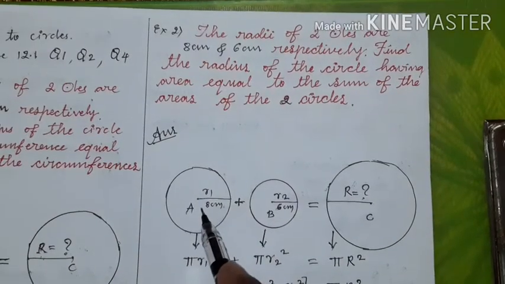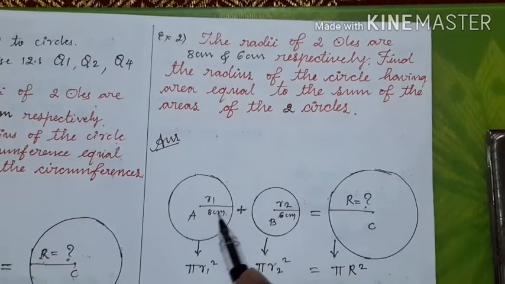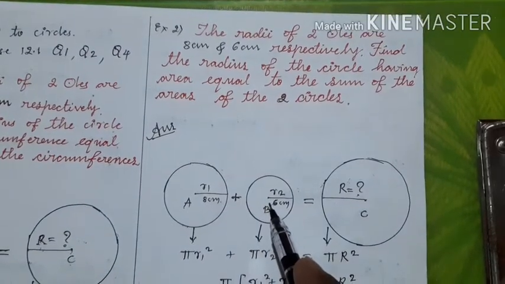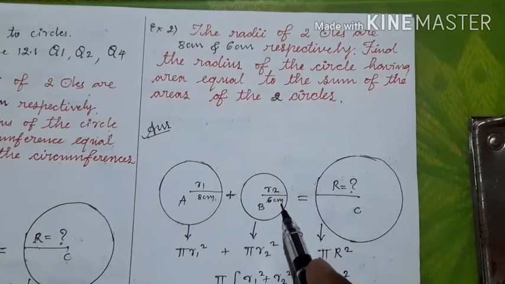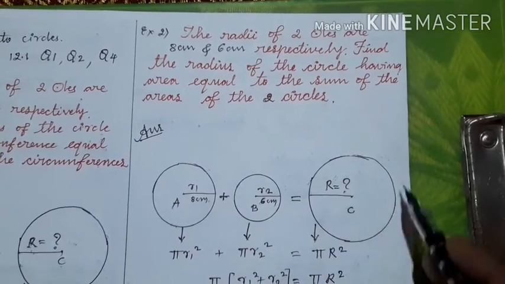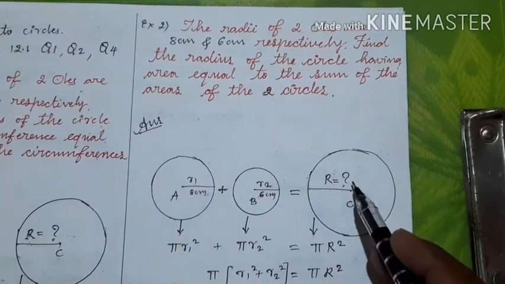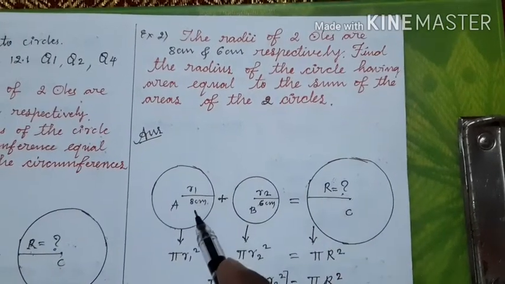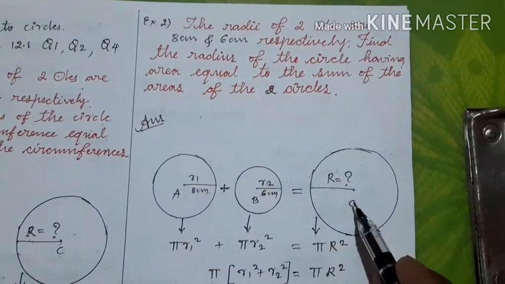Let A be the center of the circle with radius 8 centimeter. I call this radius R1. Let B be the center of the circle with radius 6 centimeter. I call it R2. And let C be the center of the newly formed circle whose radius is capital R, and that is what I have to find. And its area is equal to the sum of the area of this circle with 8 centimeter radius and this circle with 6 centimeter radius.